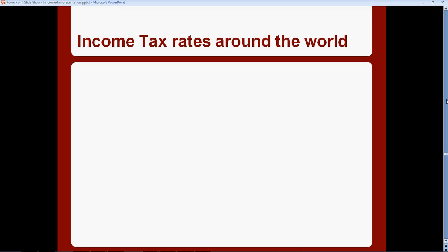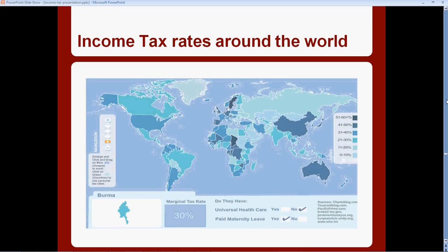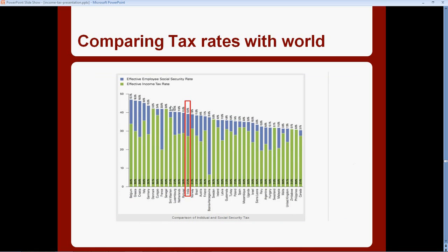Let's see how the income tax rate of India compares with the income tax rates around the world. If you look at this, we're paying somewhere in the middle. There are countries where there are taxes of more than 51 to 60%, and there are countries where you pay a tax of 0 to 10%. Comparing income tax rates with the world, India is somewhere in the middle. There are countries like Belgium where there are more taxes, and there are countries like Canada where the taxes are negligible or less.